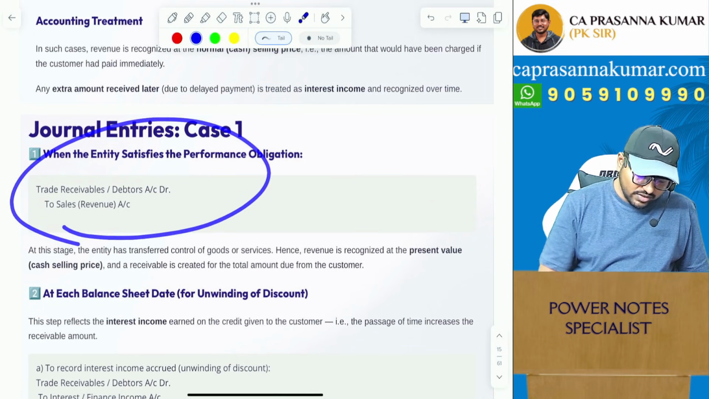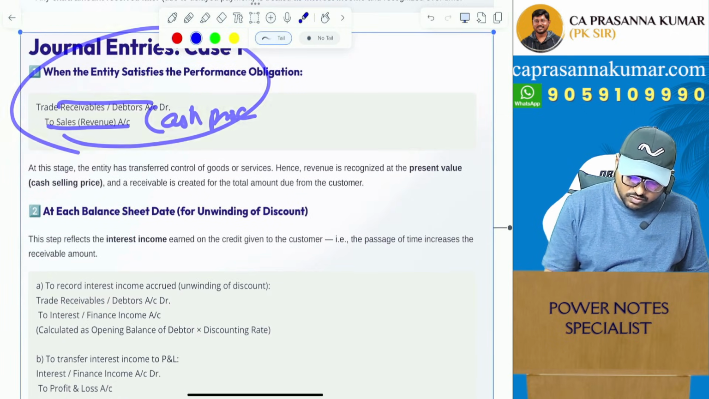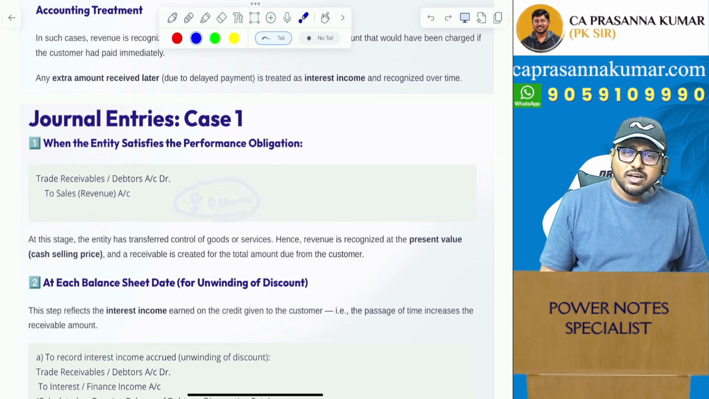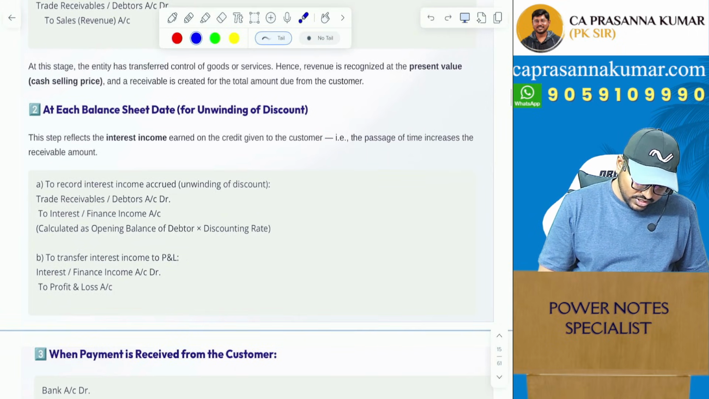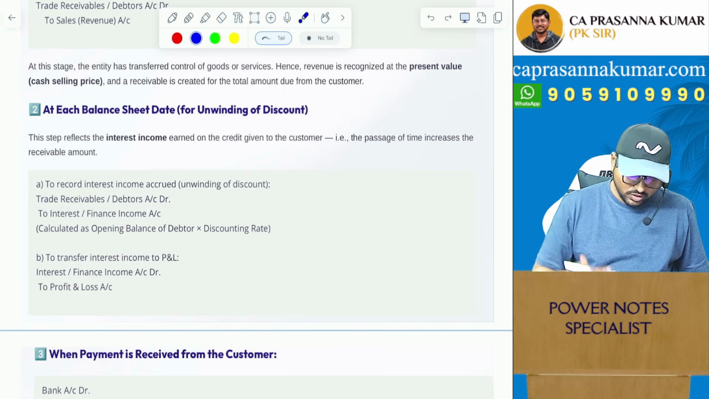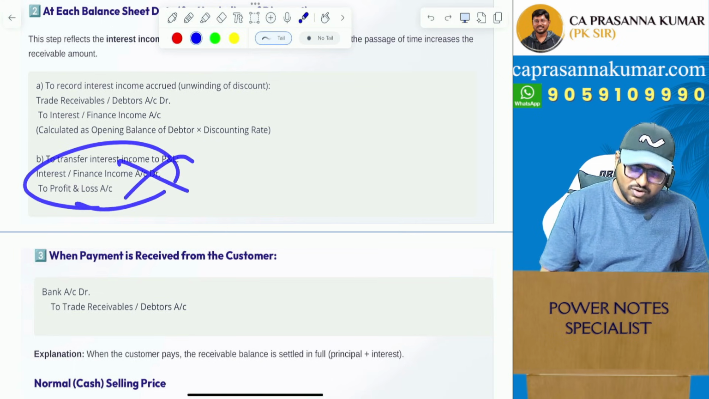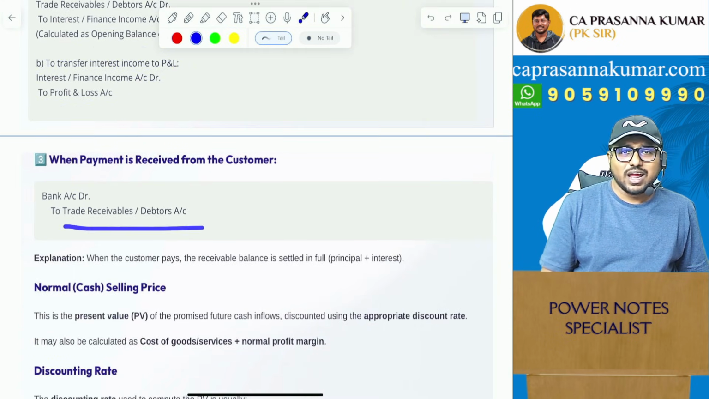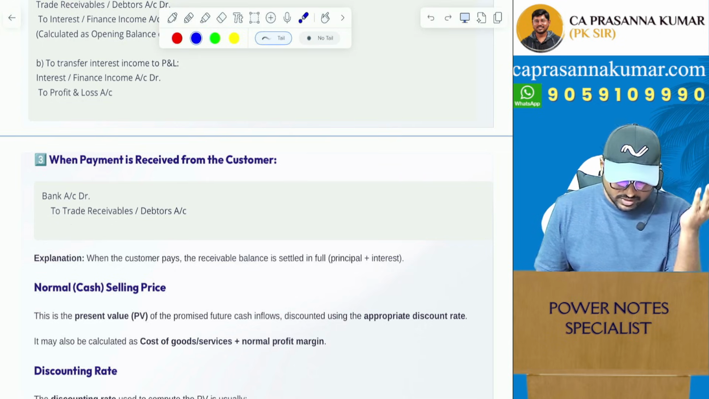So look at the entries. Debit trade receivable, credit sales revenue at cash price. In our example, what was that? 80,000. Got it? Then you will have interest income, right? So credit interest income, and to that extent increase the debtors, because that person has to pay you more. Finally, transfer the interest income to the P&L account. That's obvious, therefore I did not write this entry in the example. Once the customer makes the payment, debit the bank account and credit the debtors or trade receivables, because there are no more debtors. The customer has made the payment. That's all. Simple.